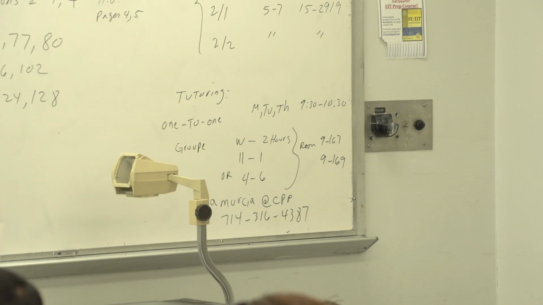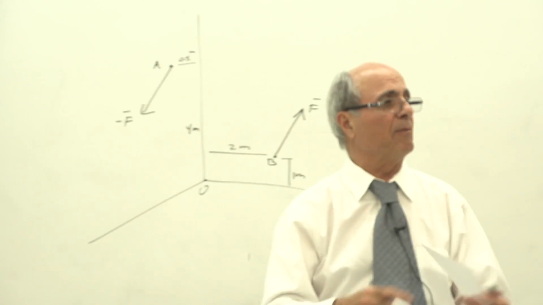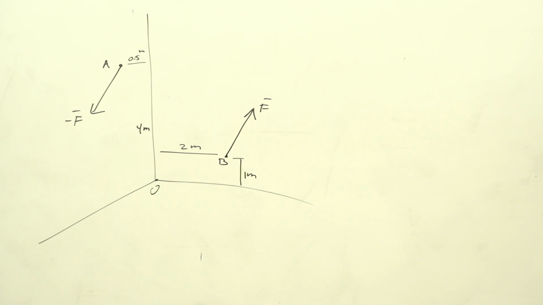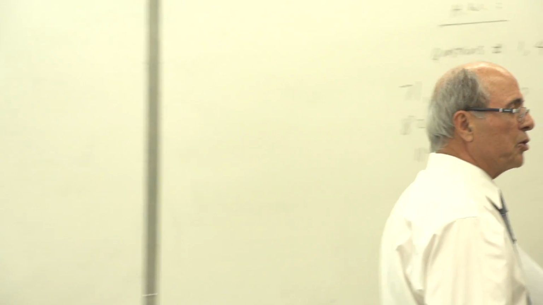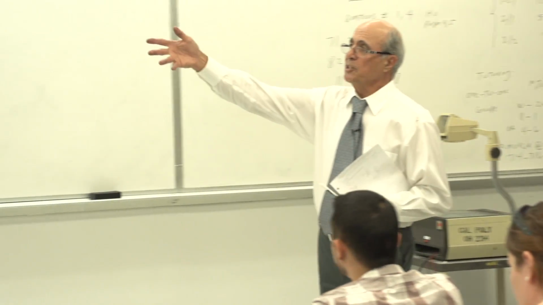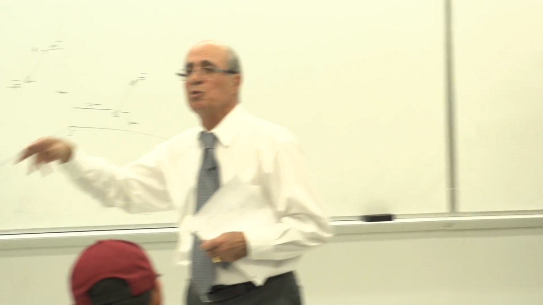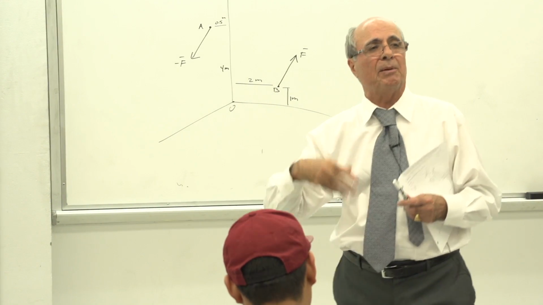We can take the moment about point O, because the moment of a couple about every point is the same. Is that correct or not? Is that a good choice? Yes or no? Or do I have a better choice than that? Notice what I just said. The moment of this couple about every point is the same. Should I choose O or do I have a better choice?